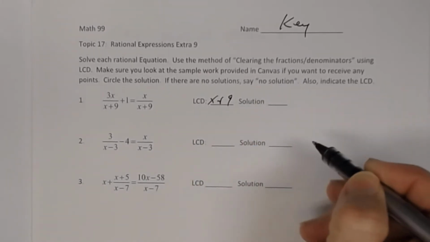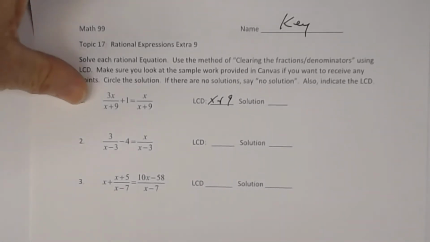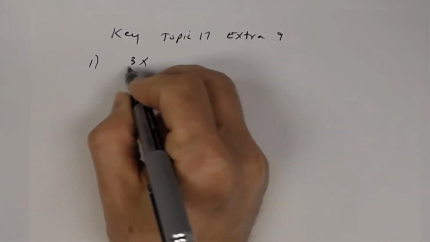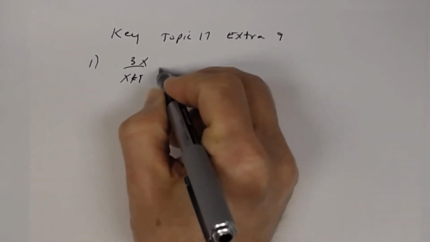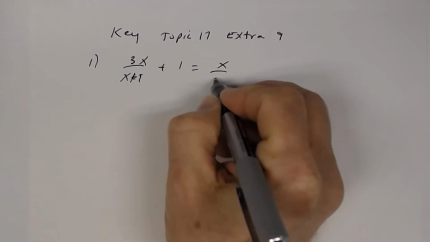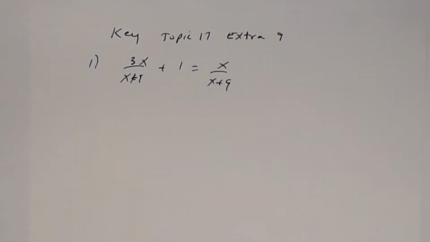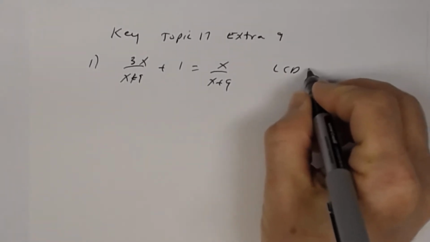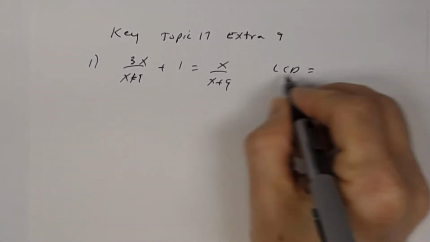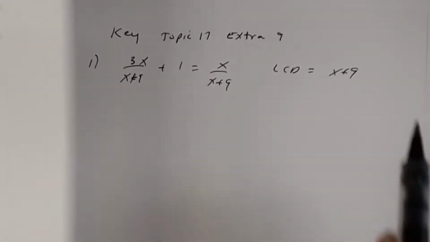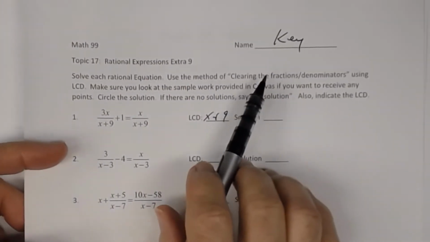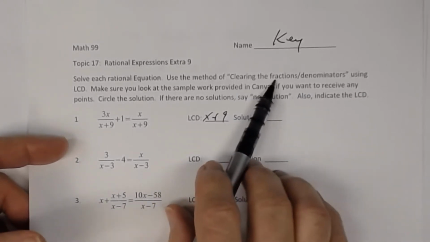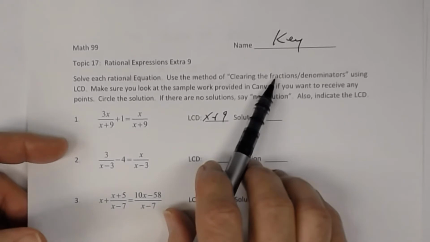That's your first one. If I look at number 1, go ahead and rewrite number 1. We have 3x divided by x plus 9 plus 1 equals x divided by x plus 9. Once you know your least common denominator, which in this case is x plus 9, the next step is to multiply both sides by the LCD. That's the method of clearing the fractions denominators using the LCD.